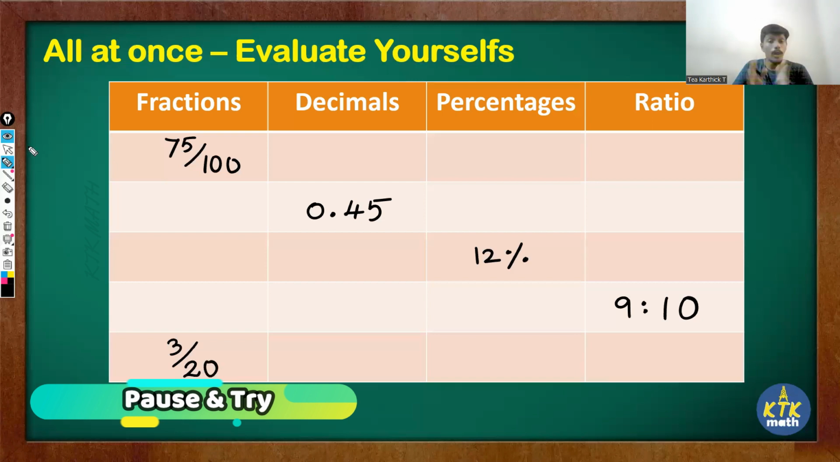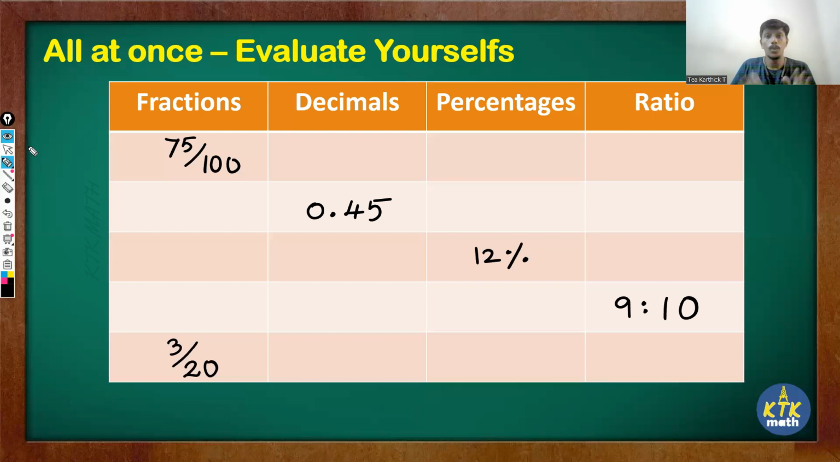Just pause the video. I want you to convert each one into the others. For example, 75 by 100 is there. You need to convert it into decimal, percentage, ratio. Again, second line, 0.45 is the decimal. You convert it into fraction, percentage, ratio. No matter whether you reduce or simplify the fractions or not, it is not compulsory. You just need to know how to convert as of now. So just pause the video. Do well, try to get the correct answers.